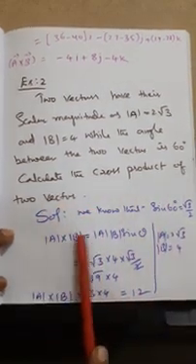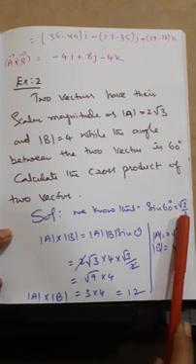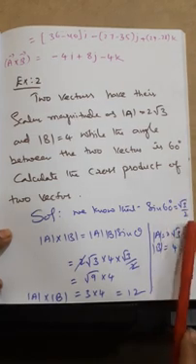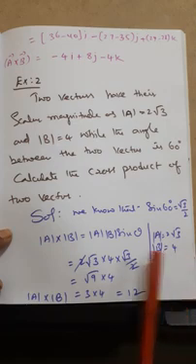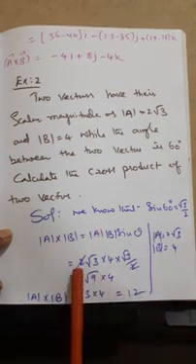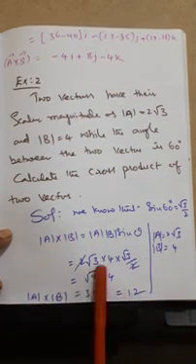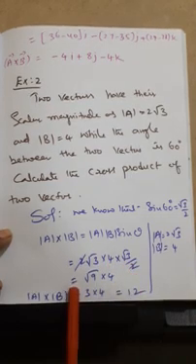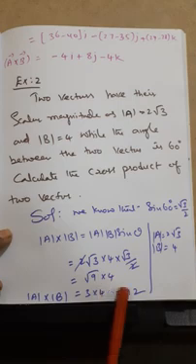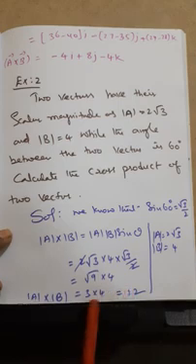For the cross product, we know that sine 60 degrees is nothing but root 3 by 2. Modulus A is given as 2 root 3 and modulus B is given as 4. When you substitute these values, we get 2 root 3 into 4 into root 3 by 2. So this is equal to root 9 into 4, which can be written as 3 into 4 equal to 12.